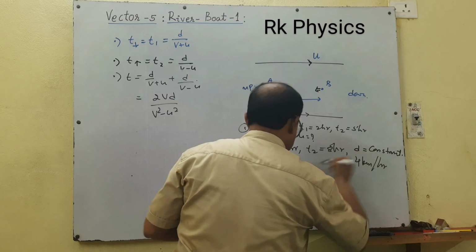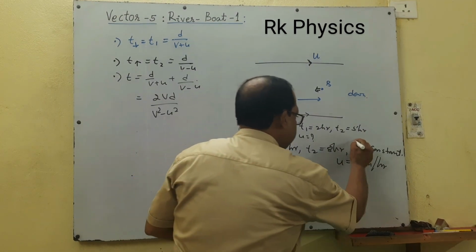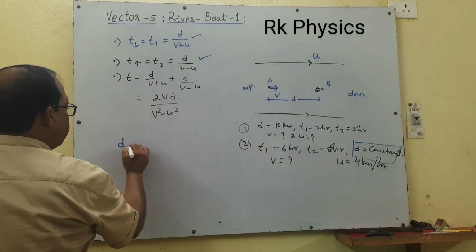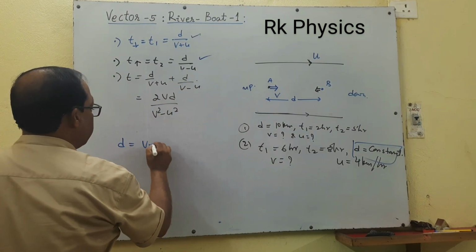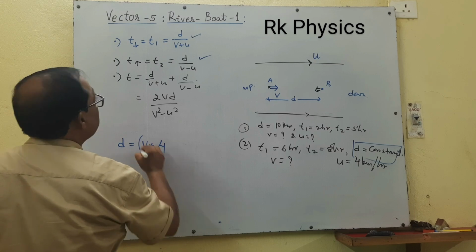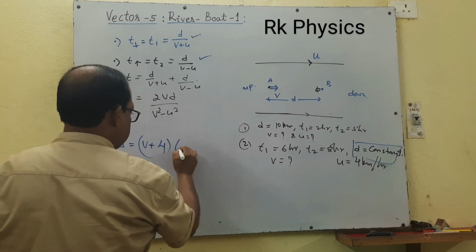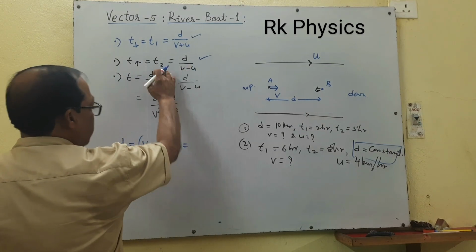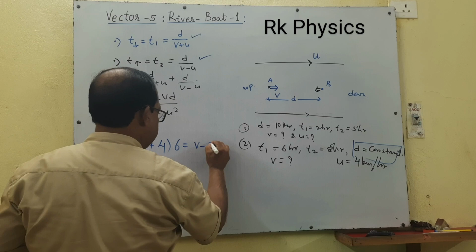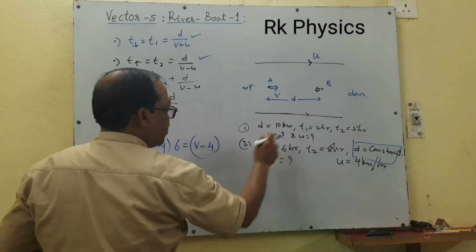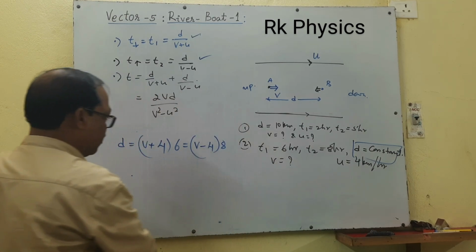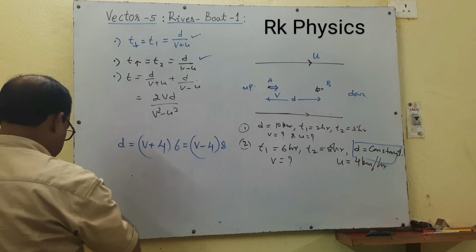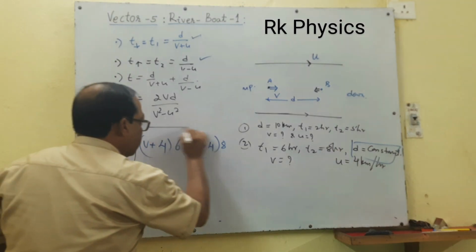You take this property, this is the technique. D is constant, same formula. D equals V plus U, U means 4, into time T1, that is 6. Second case, same D equals V minus U, that is V minus 4, into time T2, that is 8 hours. So if you use this directly, then you need not take all this.